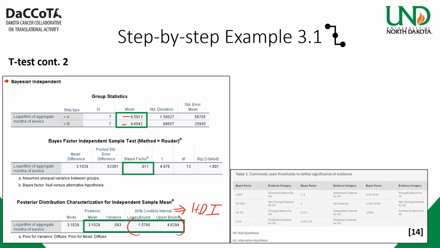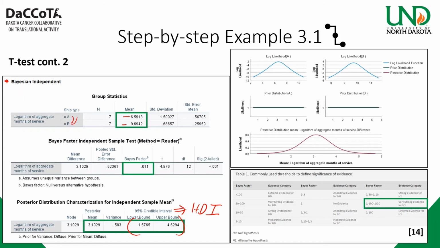And this is a table for the thresholds that SPSS commonly uses. If we find our Bayes factor between these fractions, there's very strong evidence for the alternative hypothesis. So the null hypothesis that these aggregate months of service are the same between the 2 does not look like it's supported. And in fact, we can get some posterior distributions. It looks like the mean difference is around 3.